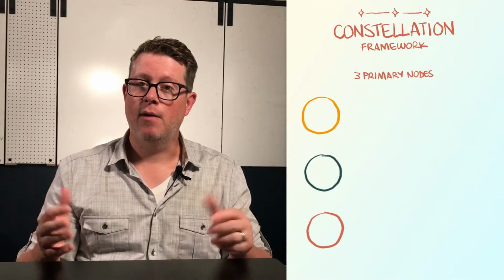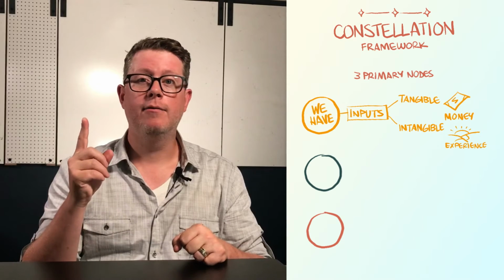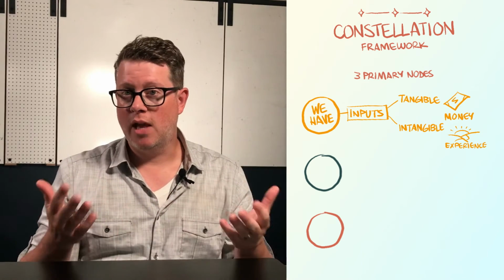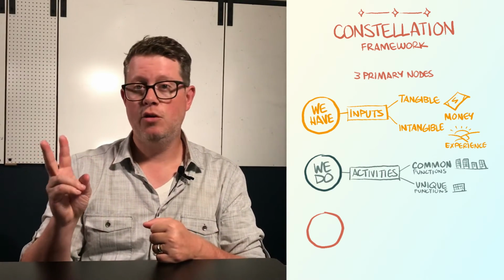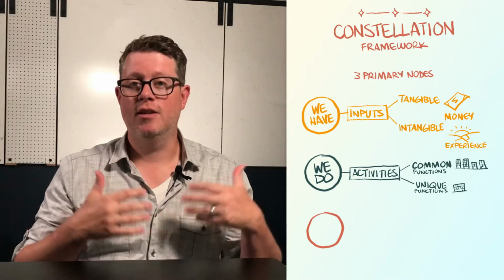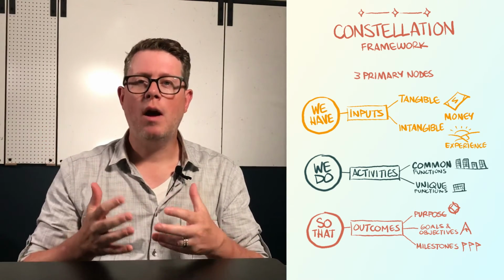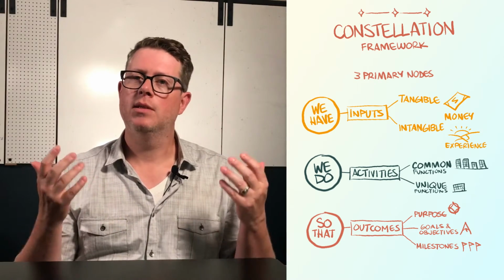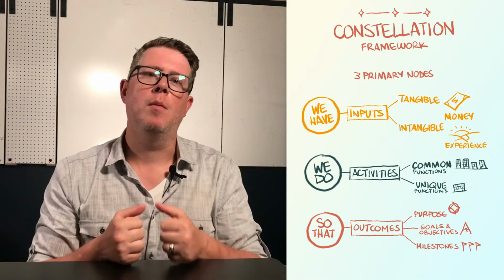The Constellation framework has three primary nodes. The first is we have, meaning we have inputs and resources. They may be tangible like money or intangible like experiences. The second, we do, meaning our business does actions and activities. And third, so that we can achieve our objectives, our goals, our outcomes, and milestones. These are often what motivate us and give purpose to our business.